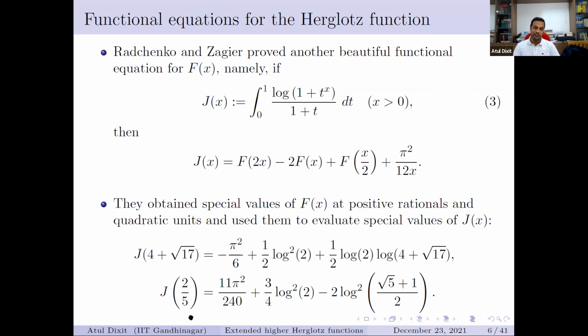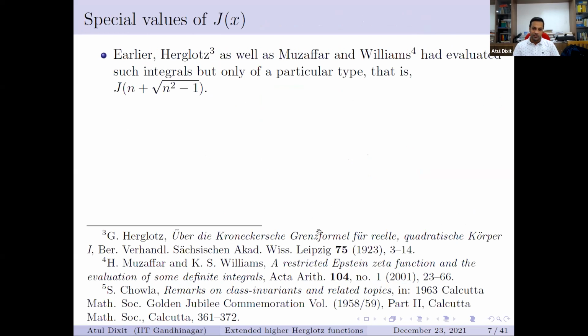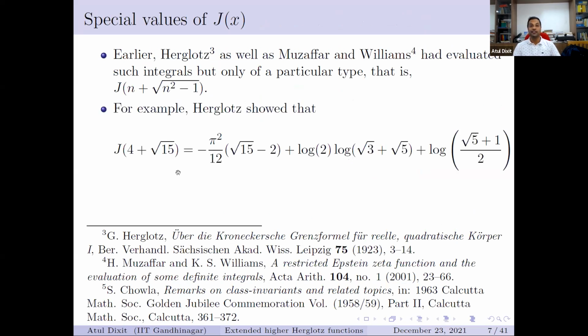For example, at x equal to 2 over 5, you have this. At x equal to certain quadratic units. Now, if you have 4 plus root 17, this is how the evaluation of this integral looks. So earlier, as I said, this is the paper of Herglotz where he evaluated it for something like 4 plus square root of 15. And this was generalized by Muzaffar and Williams for evaluating it at x equal to a particular quadratic unit, like n plus square root of n squared minus 1. So this is of that form, 4 plus root 15.